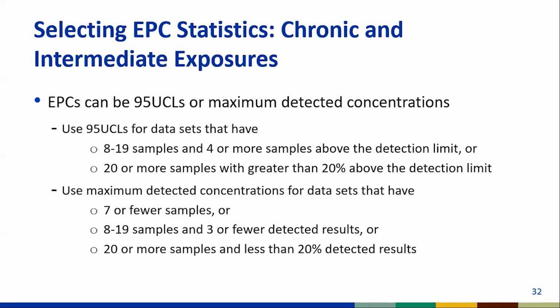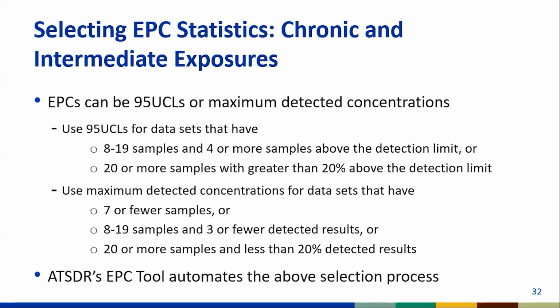Health assessors should use the maximum detected concentration for data sets that have 7 or fewer samples, 8 to 19 samples but with 3 or fewer detected results, or 20 or more samples but with less than 20% detected results. ATSDR's EPC guidance for discrete sampling provides additional detail on these selection criteria. And good news is that ATSDR has developed a web-based calculator tool called the EPC tool, which applies these selection criteria to a data set and then automatically calculates the appropriate EPC. I will tell you more about this in just a bit.